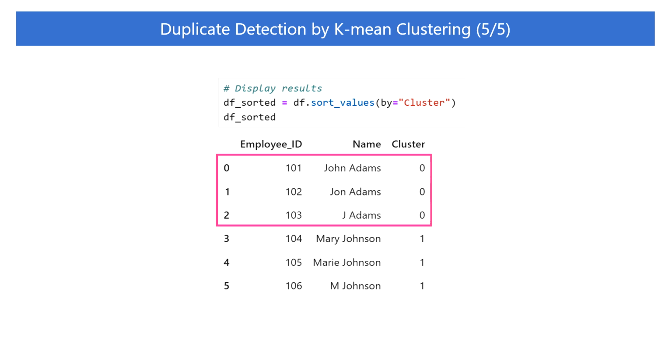John Adams and J. Adams are in the same cluster. This indicates that these names are highly similar and could potentially refer to the same person. Mary Johnson and M. Johnson are grouped together. This suggests that these names are variations of the same person.